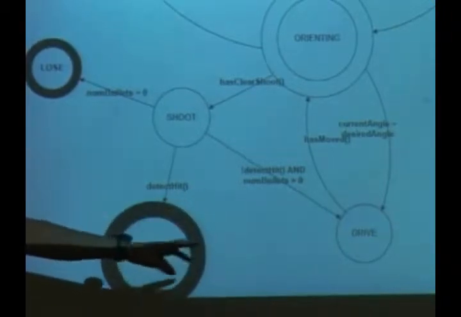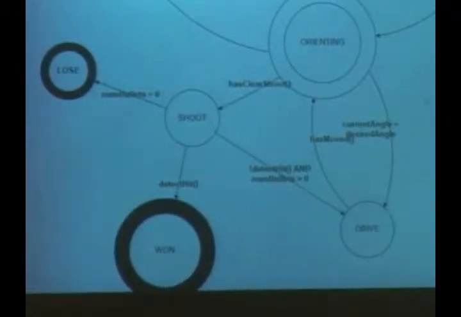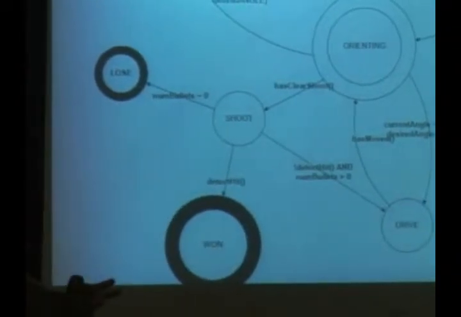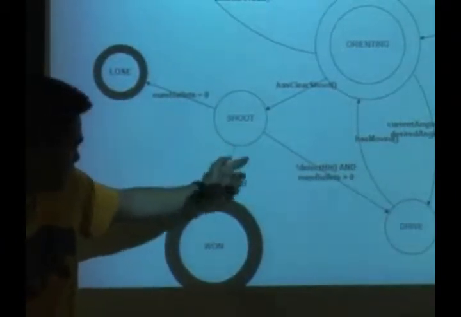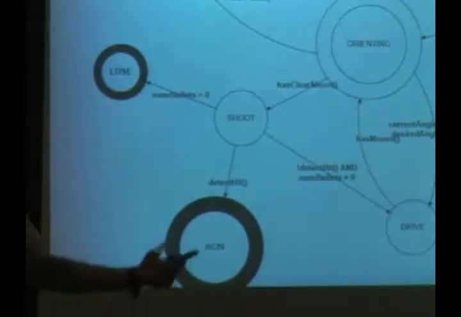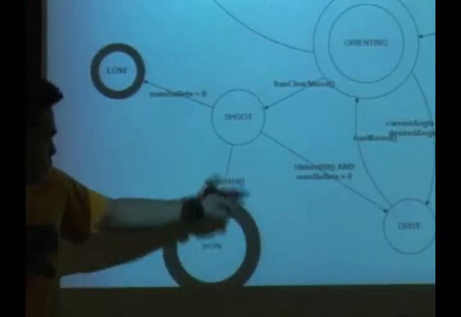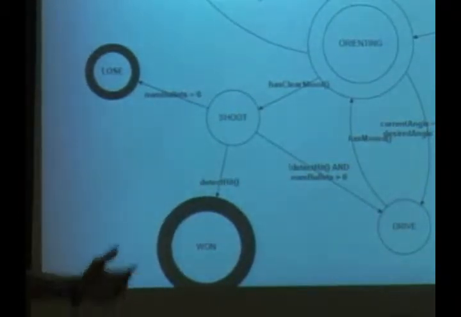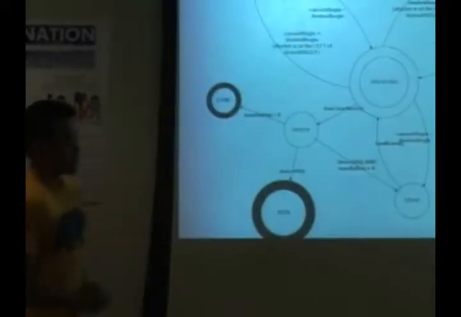When it gets to the same row or column as the victim, it stops and turns to the shooting state. In the shooting state, it has three chances to shoot the victim. It launches the rocket, and if it detects a hit, it goes to the winning state. If not, it goes back to the driving state, repeating that until it runs out of bullets, and then it goes to the losing state. So that's the idea.